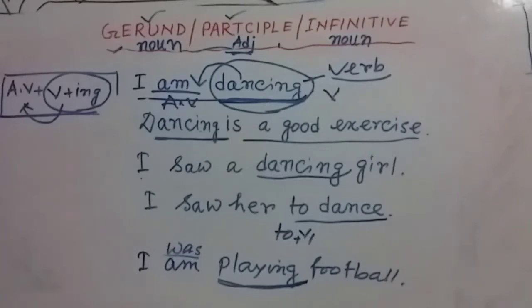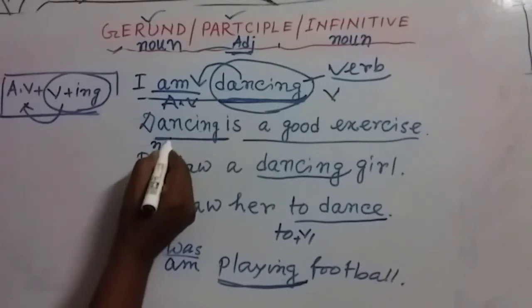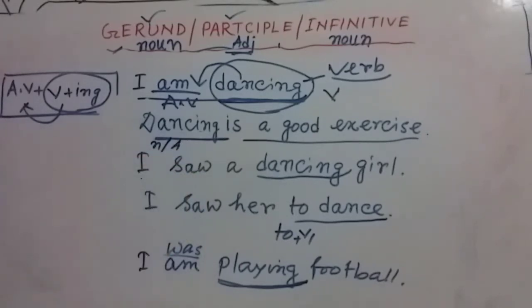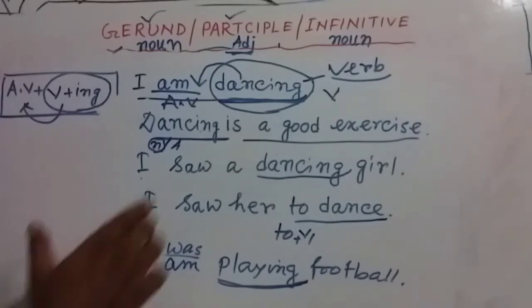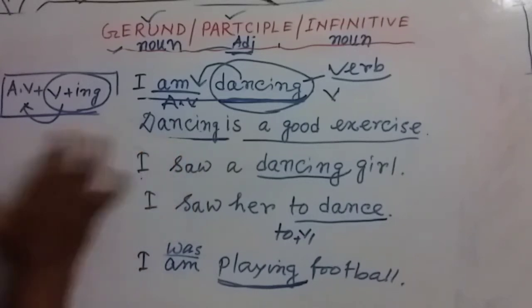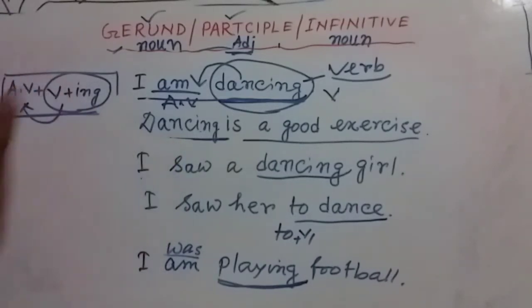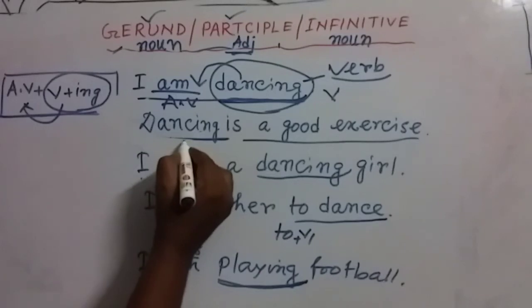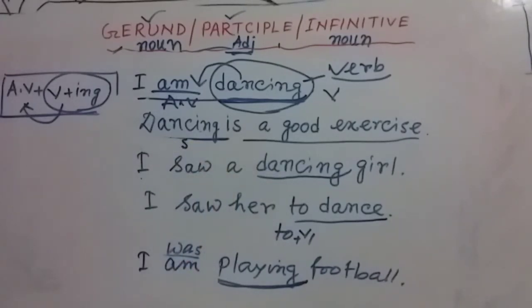So what to think now? We have to think whether it is used as a noun or as an adjective. If it is a noun, we will call it a gerund. If it is an adjective, we will call it a participle. Now look at this part. Here, dancing is a good exercise. So this term is the subject of this sentence.